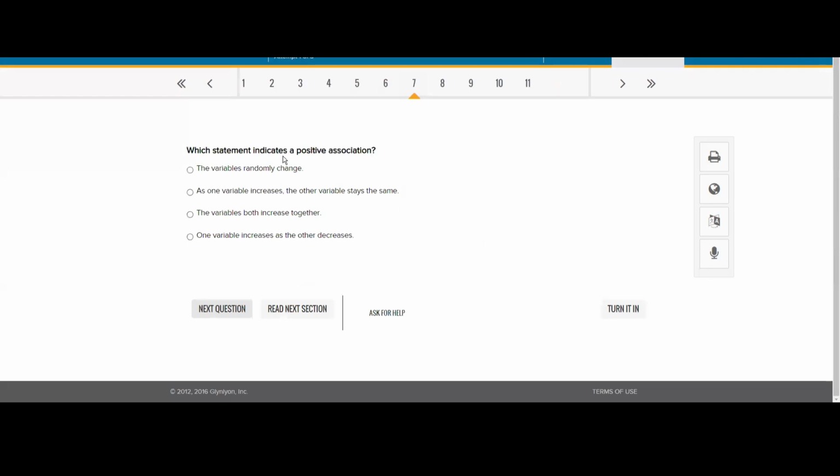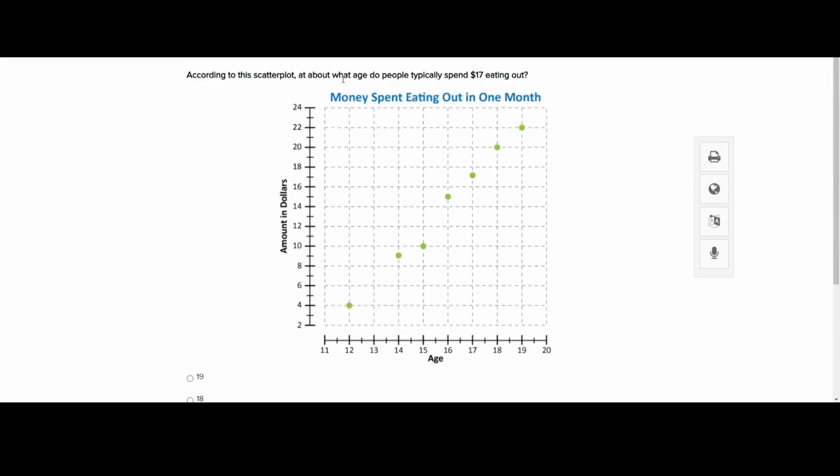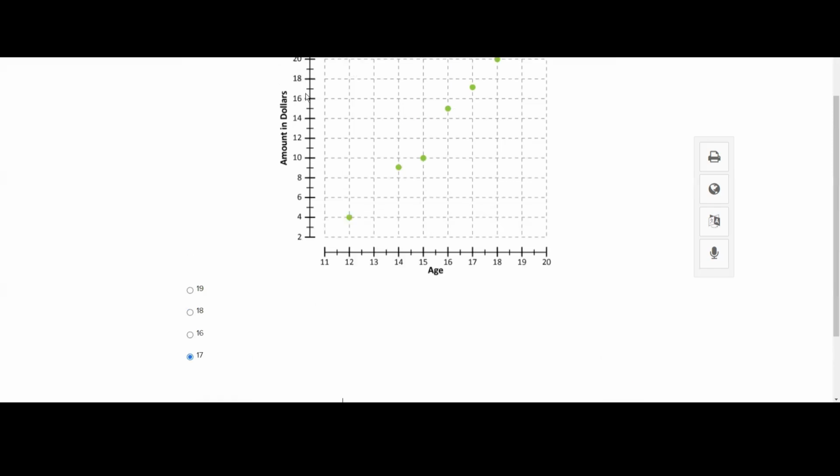Then which statement indicates a positive association? As one variable increases, the other variable stays the same? No. One increases, the other increases. They both increase, okay? Then, according to this scatter plot, about what age do people spend $17 eating out? $17 eating out. So $17 is around here. That is at 17, okay? Yes. So those $17 up here, and you trace it down to 17.